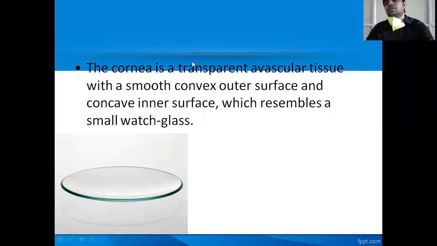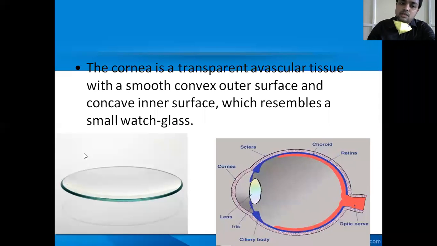So coming to the cornea, what is cornea? It is a transparent avascular tissue with a smooth convex outer surface and concave inner surface, which resembles a small watch glass. So cornea looks like this. It forms the 1/6 part of the outer coat of the eyeball. The remaining 5/6 is formed by the sclera. So basically, the cornea is a transparent avascular structure with a smooth convex outer surface and concave inner surface, which resembles a small watch glass.